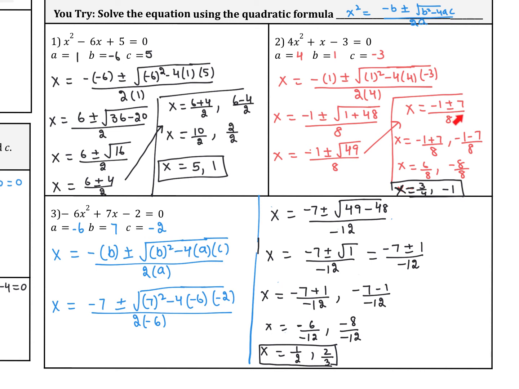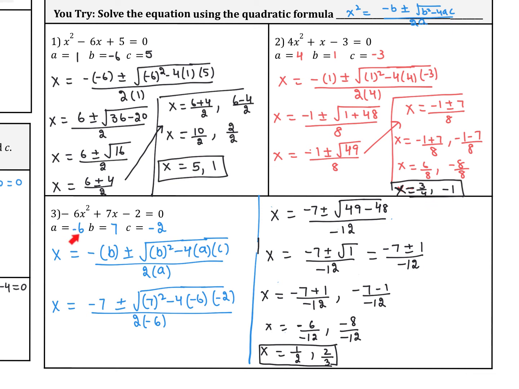So you got two equations: negative 1 plus 7 over 8 and negative 1 minus 7 over 8. This one gives you 6 over 8, and you can reduce 6 over 8 because they both can be reduced by 2. You got 3 on the top and 4 on the bottom. And in this one you got negative 1. So these are the two answers.